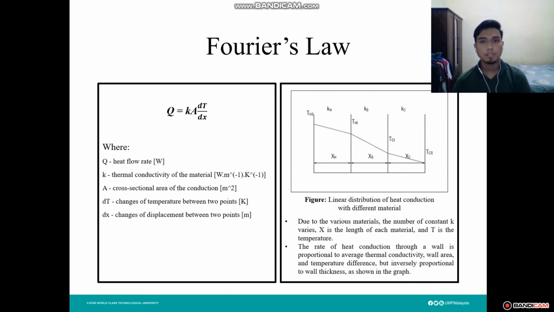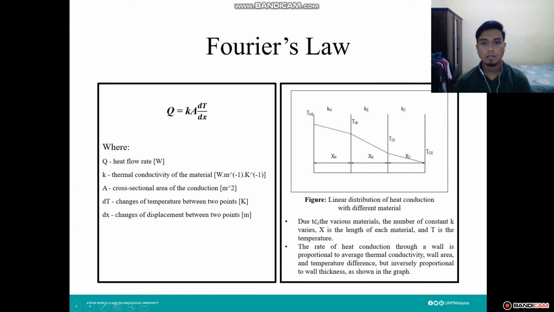Next, Fourier's law, which is the law of heat conduction. The common equation used is Q = -kA dT/dx, where Q is the heat flow rate, k is the thermal conductivity of the material, A is the cross-sectional area of the conduction, dT is the change of temperature between two points, and dx is the change of displacement between two points.